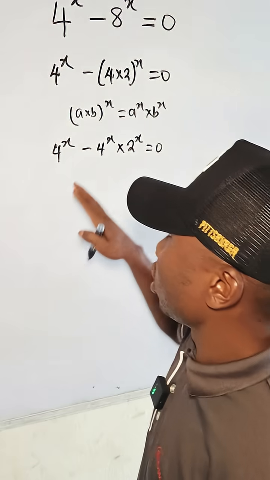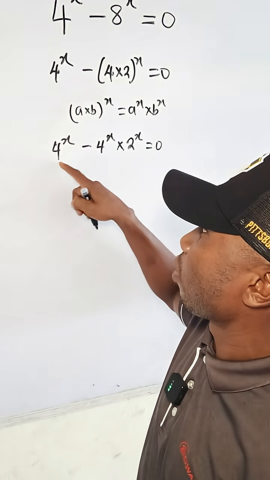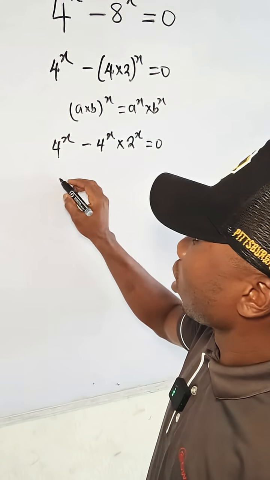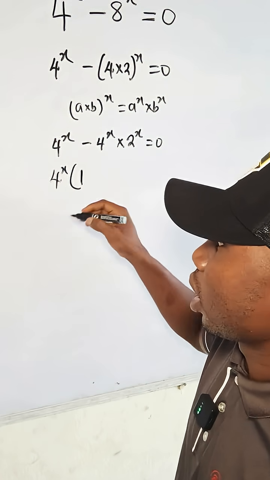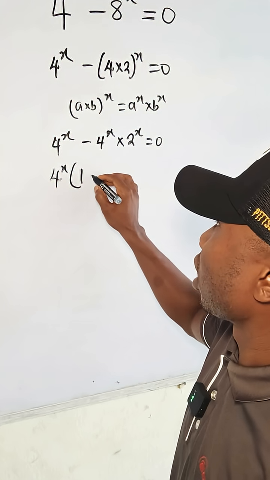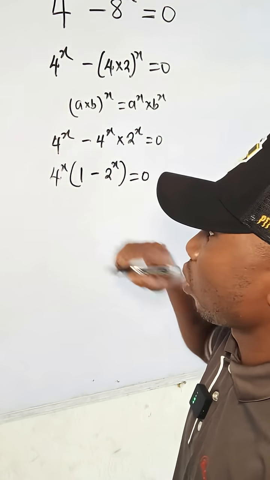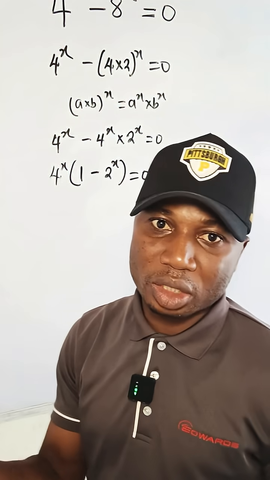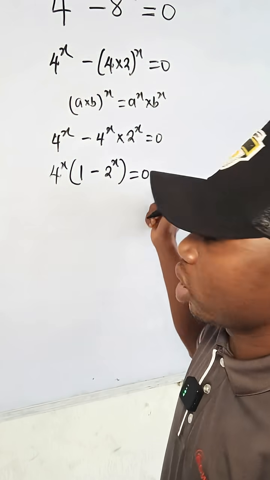So if we check out this problem very well, you discover that 4 raised to the power of x is common here. Let's factorize it out. That means we have 4 raised to the power of x into (1 minus 2 raised to the power of x) is equal to 0, because 4 raised to the power of x times 1 will give us back this. So if you have these two things multiplying themselves and it's equal to 0, it therefore means either this is equal to 0 or this is equal to 0.